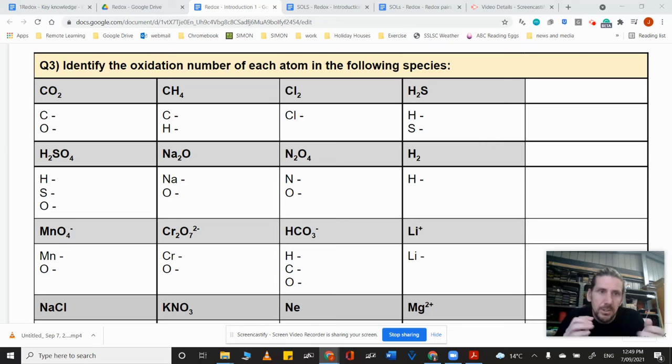So a video hint for assigning oxidation numbers to all these guys. So let's have a look at the first one and a couple other ones here. To assign oxidation numbers here, you need to go back to your rules. Now your rules are oxygen equals -2.